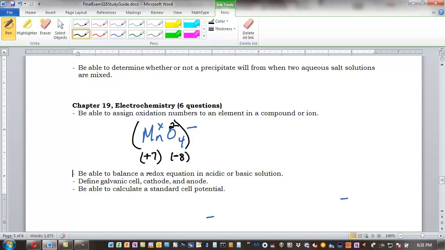Again, you pretty much will be able to figure out one thing based on what other things you know: oxide, hydrogen ion, alkali metals, things like that.